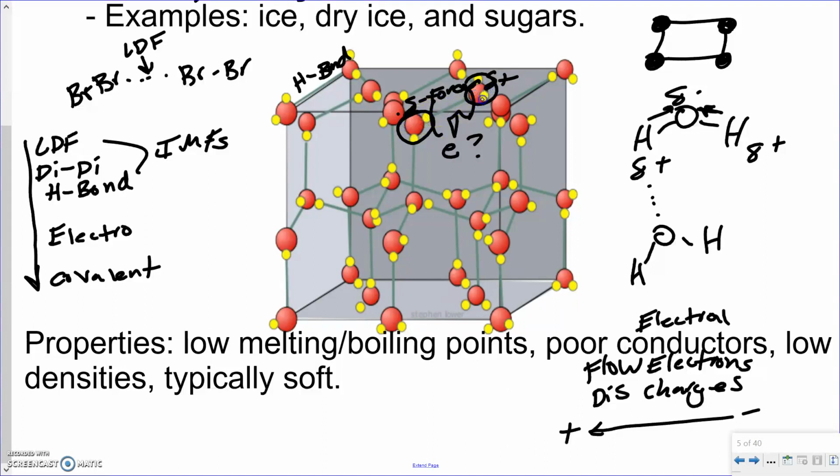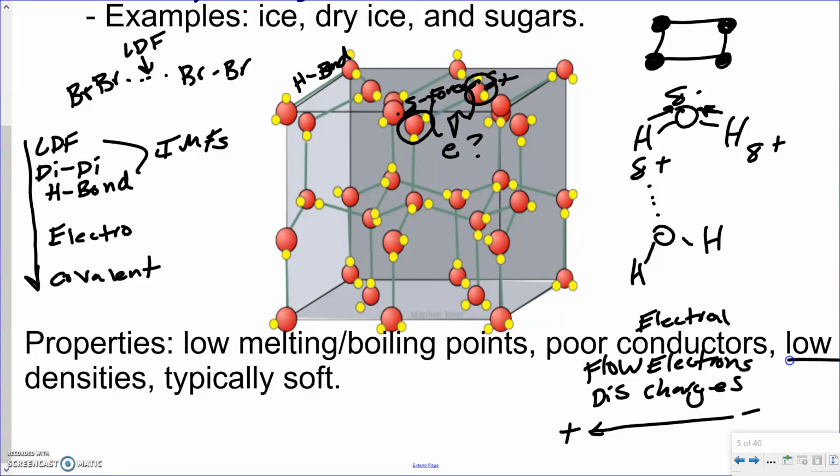And then also keep in mind there's no electrons within this bond right here, in this force at all. So electrons are not able to flow in any way, shape, or form. And again, remember, these are partial. They're not full. So what that basically means is there's no ability for electrons to be able to flow. Therefore, they are considered poor conductors.